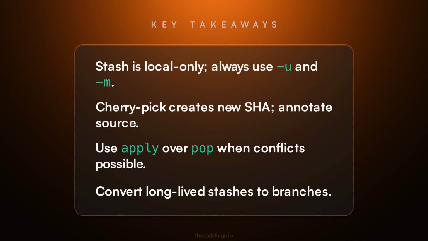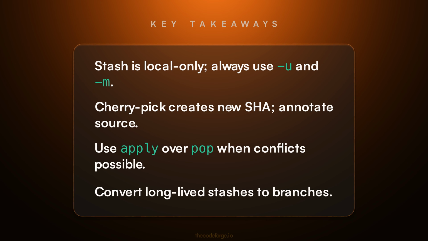To recap, stash is for temporary parking, cherry-pick for precise backports. Always annotate cherry-picked commits to avoid duplicate conflicts. Use apply instead of pop to keep a safety copy.